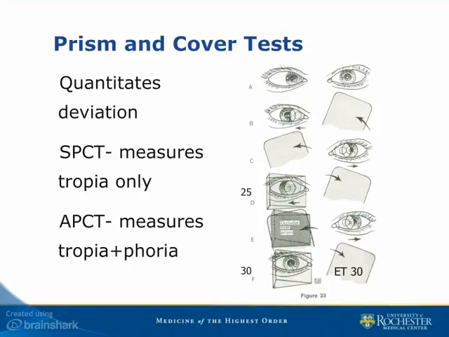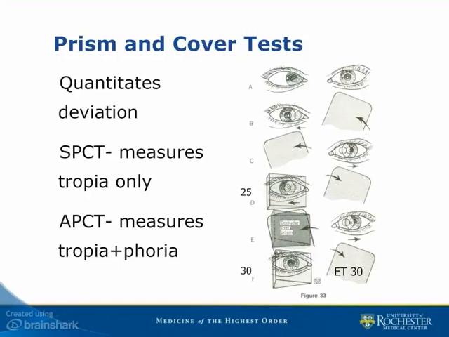The prism and cover tests are a more accurate way to measure deviations than corneal reflex light testing like Krimsky and Hirschberg. So they're able to quantitate the deviation. And the simultaneous prism cover test measures the tropia only, whereas the alternate prism and cover test measures the tropia and the phoria. I tend to do the APCT test in the office because that's the surgical angle I'm going to want to take care of.